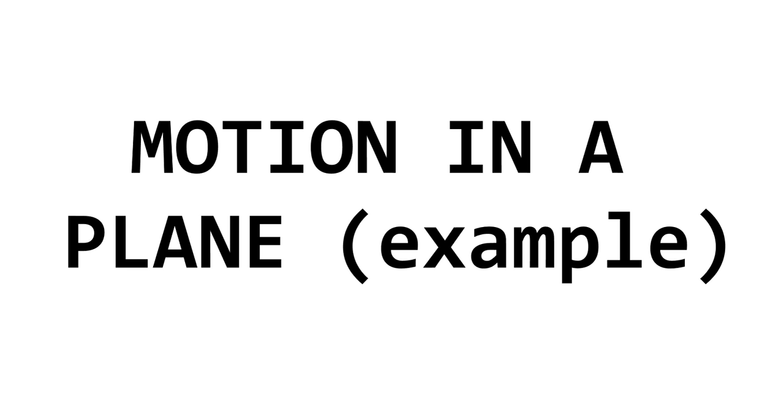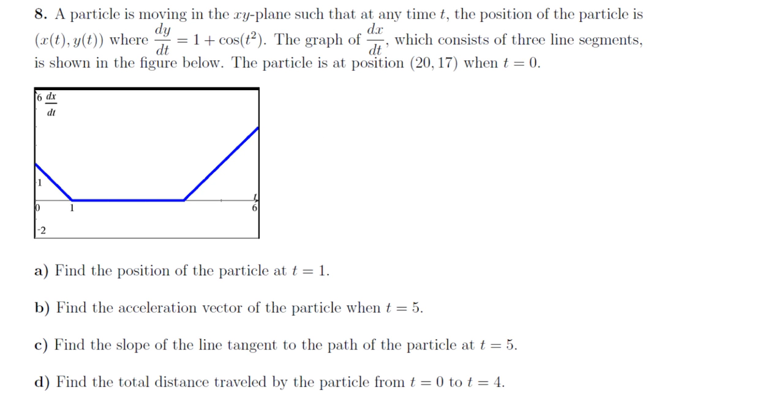Well, okay. So if you were looking to see what a big, long, free response question might look like, consider this question from a previous final exam. You've got a particle moving in the xy plane, and at any time, the position of the particle is given by x and y, where we know what dy dt is. We don't have an equation for dx dt, but we have a graph of dx dt, and we know where the particle is at time equals 0.